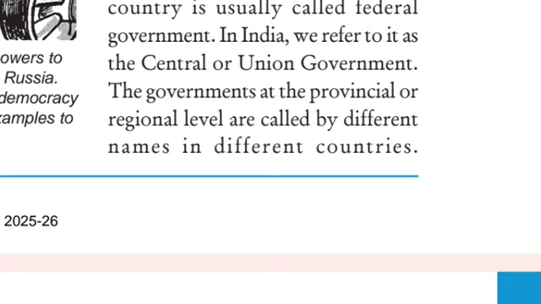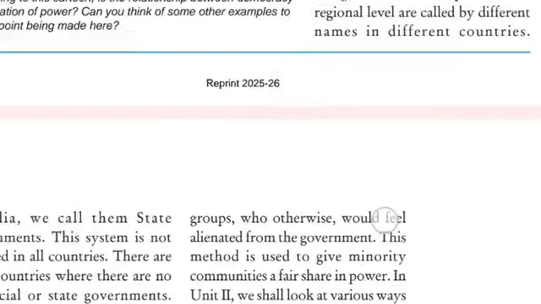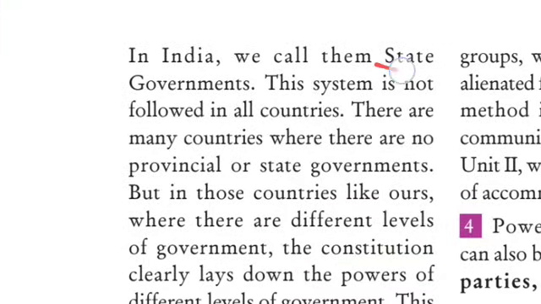So power can be shared among governments at different levels: a general government for the entire country and governments at the provincial or regional level. Such a general government for the entire country is usually called the federal government. This is the important point here. Federal means division of power among central, state and local government. In India, we refer to it as the central or union government, and the governments at the provincial or regional level are called different names in different countries. In India, we call them state governments.